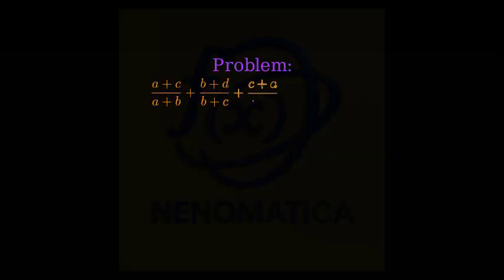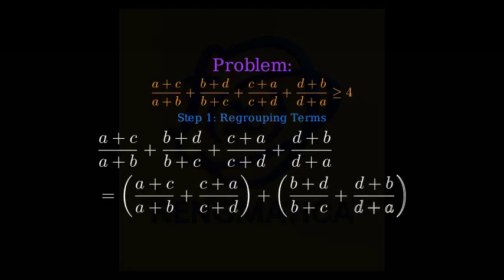The sum of four fractions, a plus c over a plus b, plus d over b plus c, plus a over c plus d, plus b over d plus a, is greater than or equal to 4. To solve this problem, we'll follow a step-by-step approach. Step 1. Let's regroup the terms in our inequality. We can group the first and third terms together and the second and fourth terms together.